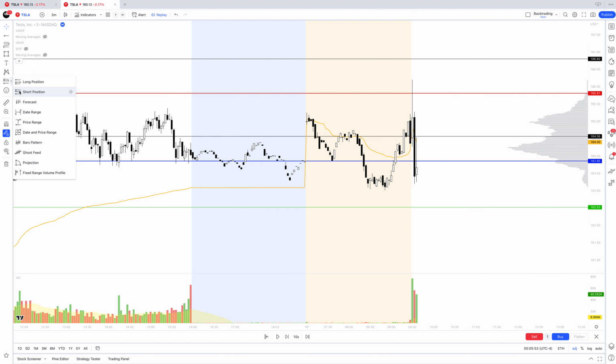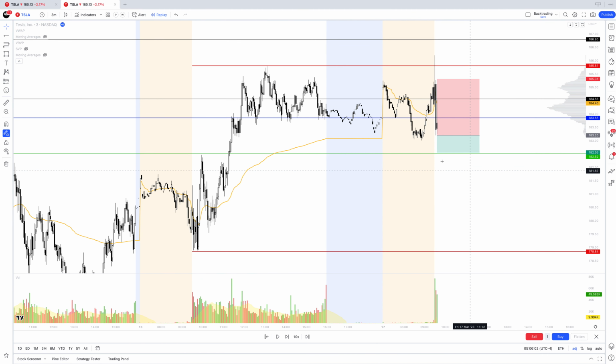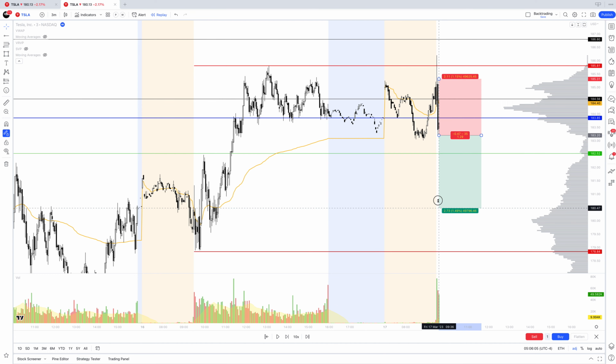That is our bullish candle closing below the 10. So obviously our entry is going to be here. Stop loss is going to be up here. And we're going to target somewhere down here somewhere.